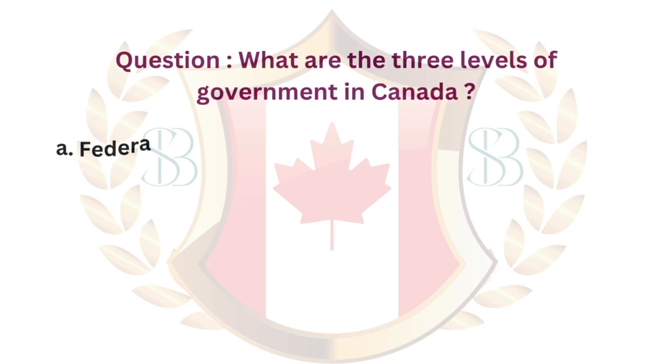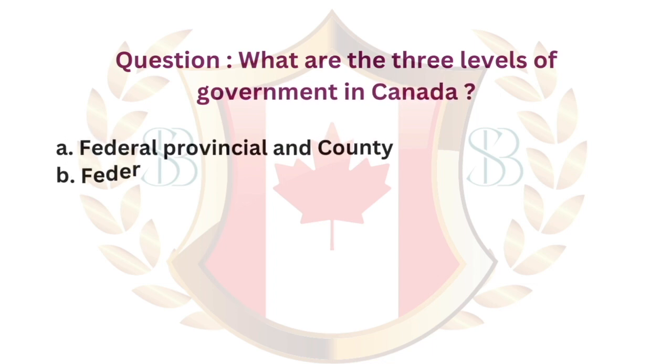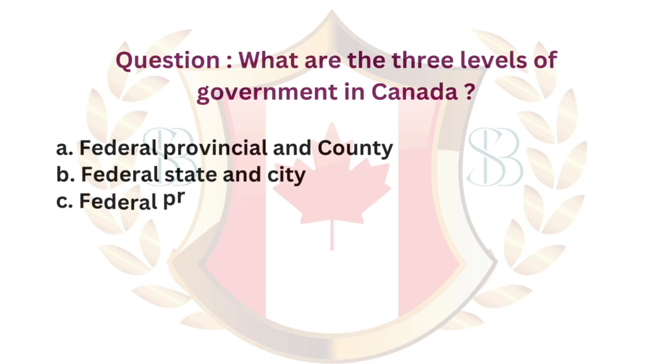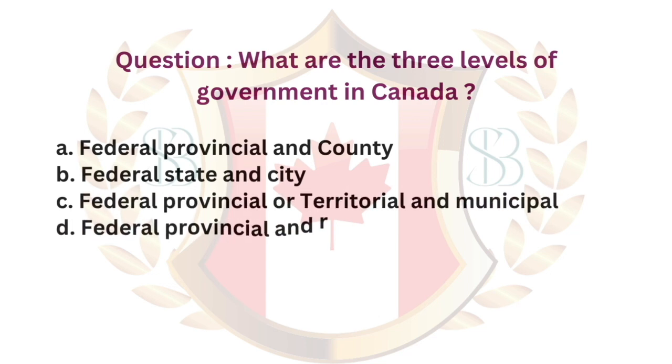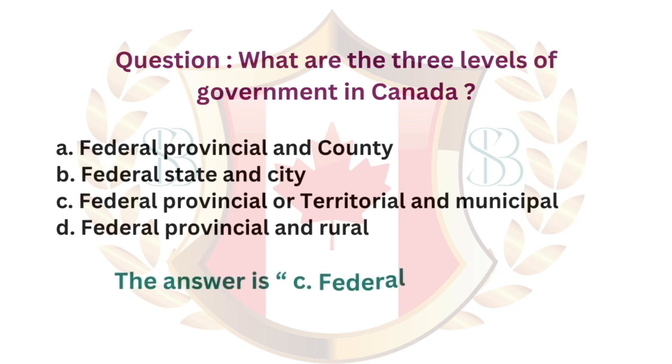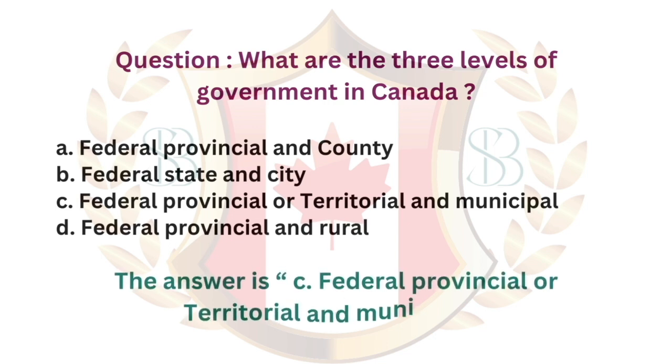Question. What are the 3 levels of government in Canada? A. Federal, provincial and county. B. Federal, state and city. C. Federal, provincial or territorial and municipal. D. Federal, provincial and rural. The answer is C. Federal, provincial or territorial and municipal.